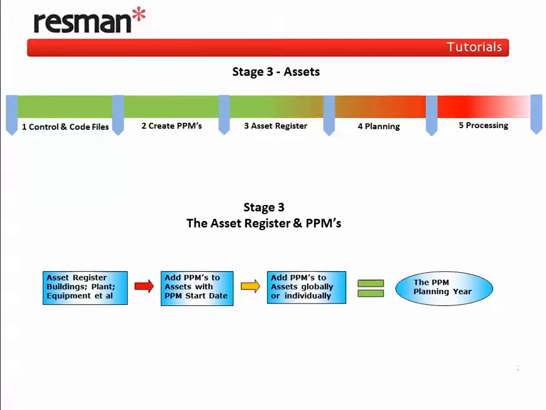This flowchart shows the process of creating our asset register and adding PPM references containing active jobs with a PPM start date. And that simple process automatically creates our PPM planning year. Therefore, if we add or remove a PPM reference from an asset, it will increase or reduce our work plan with the number of jobs in a PPM.